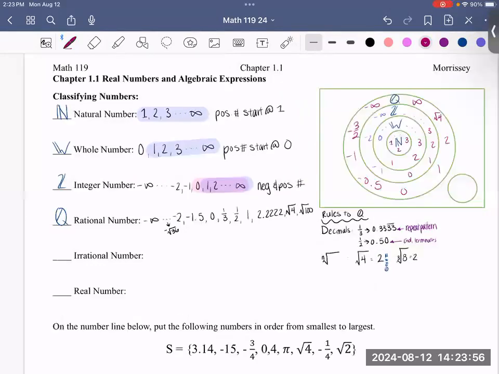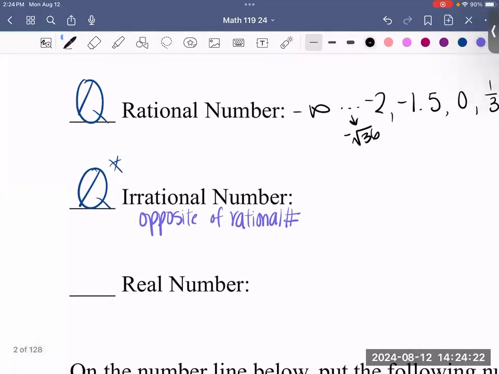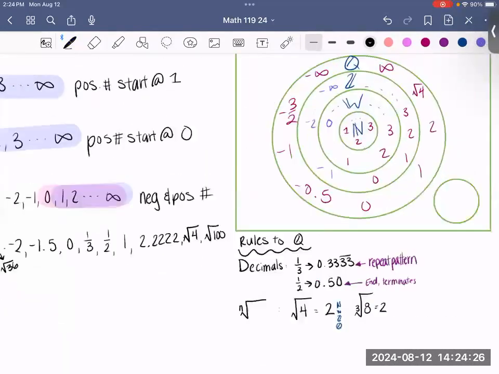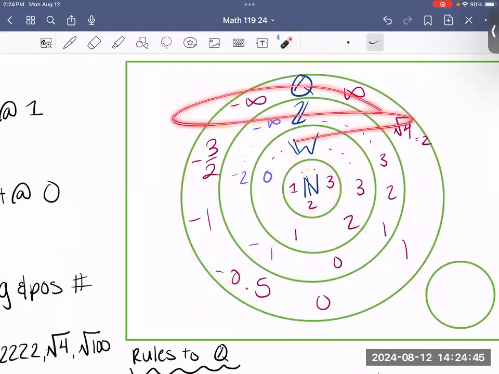Last up, we have irrational numbers. So irrational numbers is actually a Q star. So these are all numbers, right? Irrational numbers are opposite of rational. So that just means if rational numbers include all of these values here, actually, I'm going to get rid of that one, right? If all of these numbers here represent rational and integer and whole and natural, right? The opposite is to exclude all that.